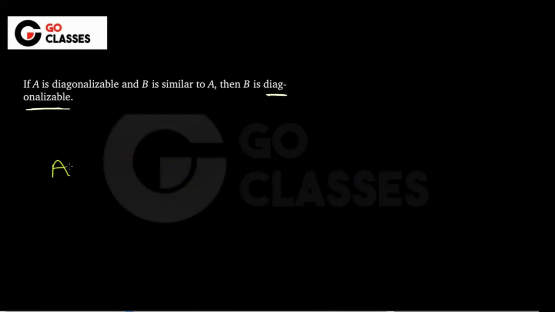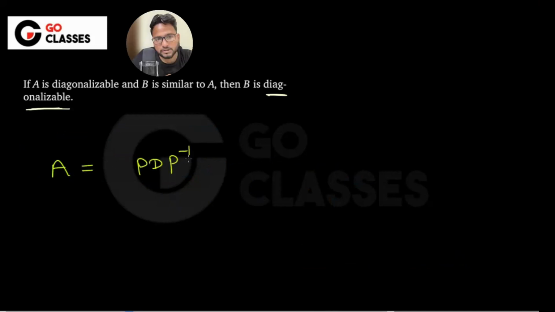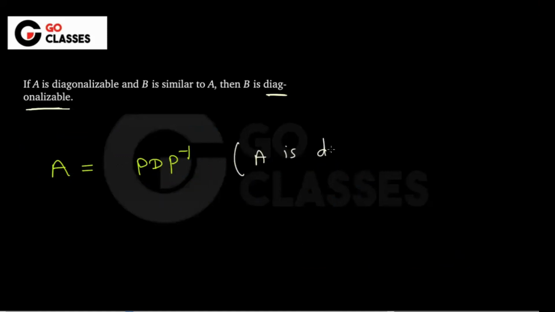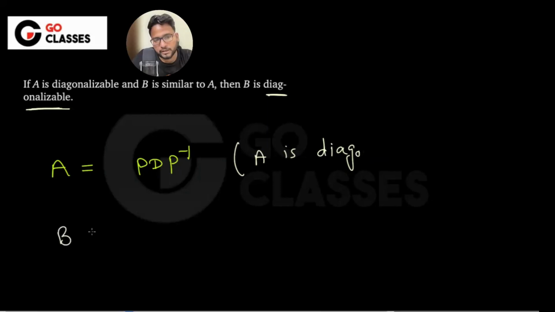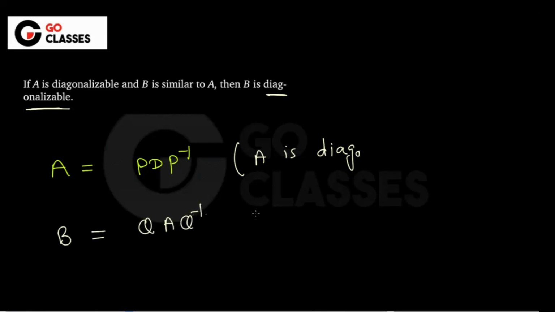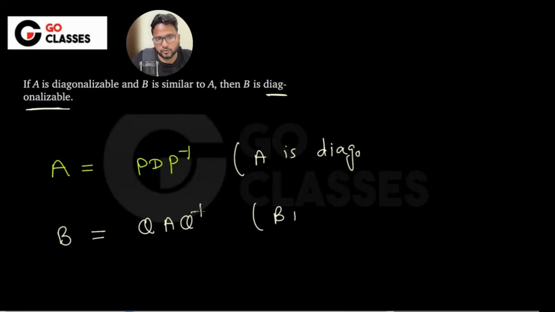Sure, sir. So A can be written as PDP inverse, and B is similar to A. So B can be written, for some invertible matrix Q, as QAQ inverse. Yes, right. Or Q inverse AQ, anything is fine. Which one do you prefer? This is fine, the one that you have written, sir.